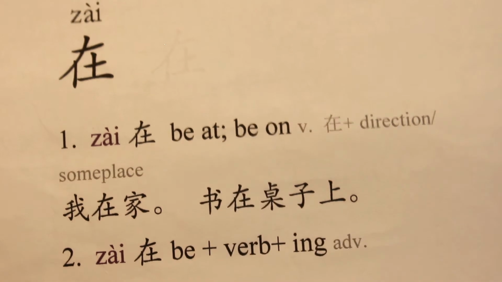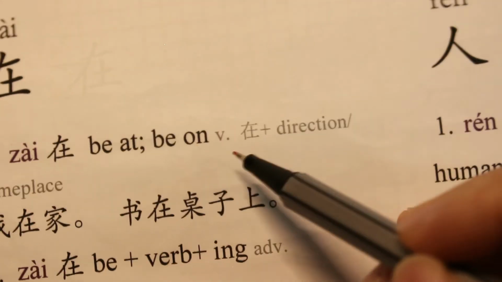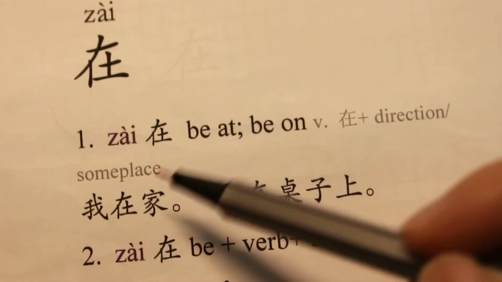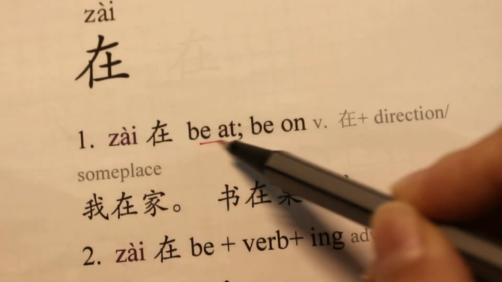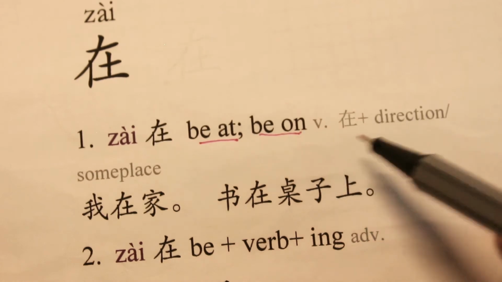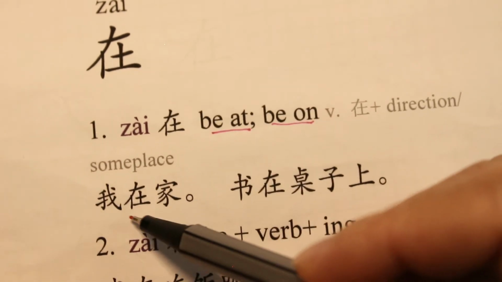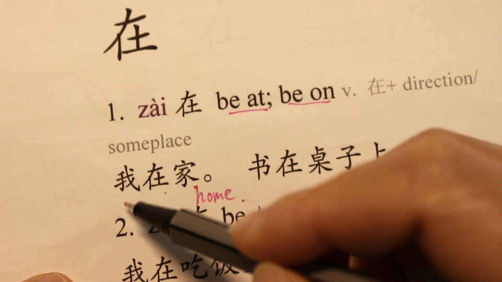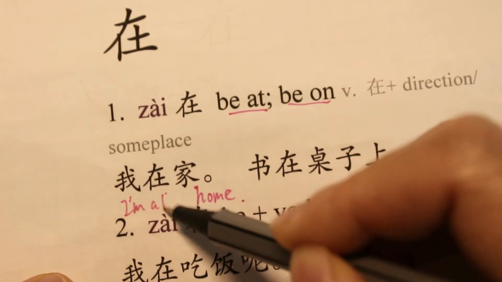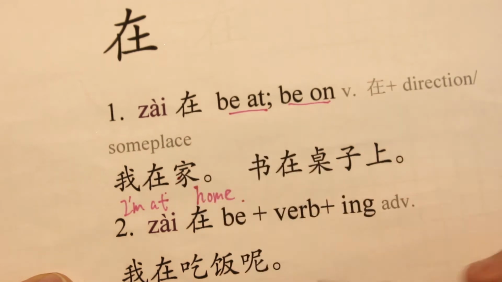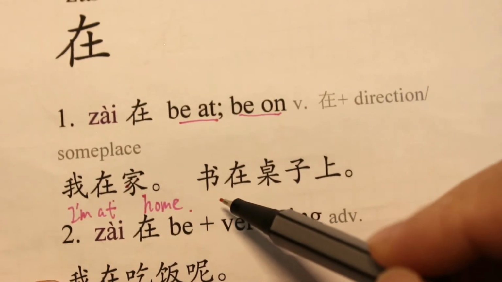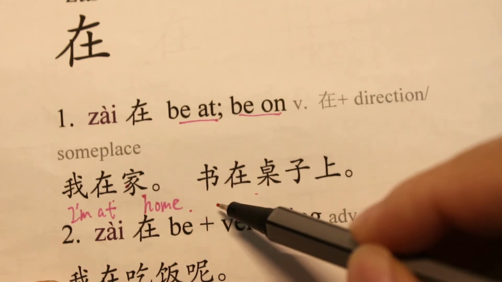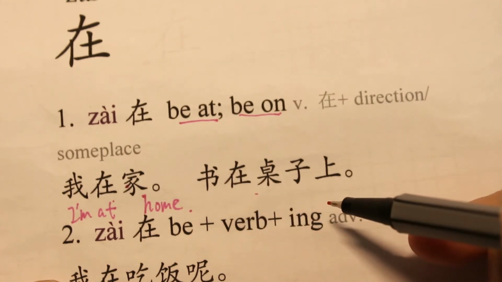And the first meaning is it's a verb. Means 在 plus some direction or some place. It means be at or be on some place. The first one 我在家. 家 means home. So I'm at home. 我在家. And the next sentence 书在桌子上 means the book is on the desk.